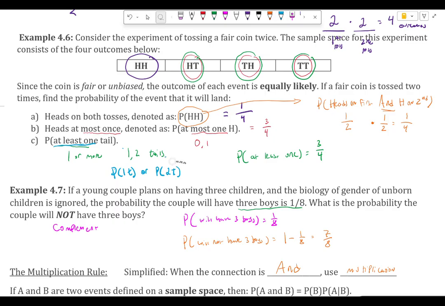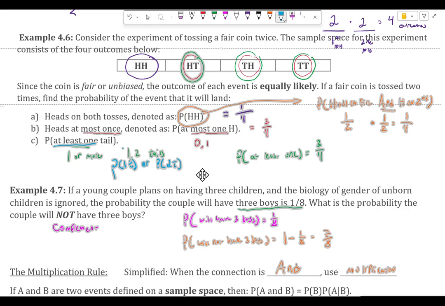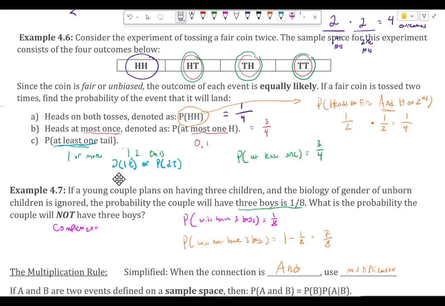Well, the probability of getting one tail would be 2 out of 4, because one tail and one tail are these two here. Or the probability of getting two tails, which is 1 out of 4, which would be this one here. If we add these two together, we would get 3 out of 4, which was the answer that we had before. So I'm just showing how the multiplication rule and the addition rule can be applied in these examples.